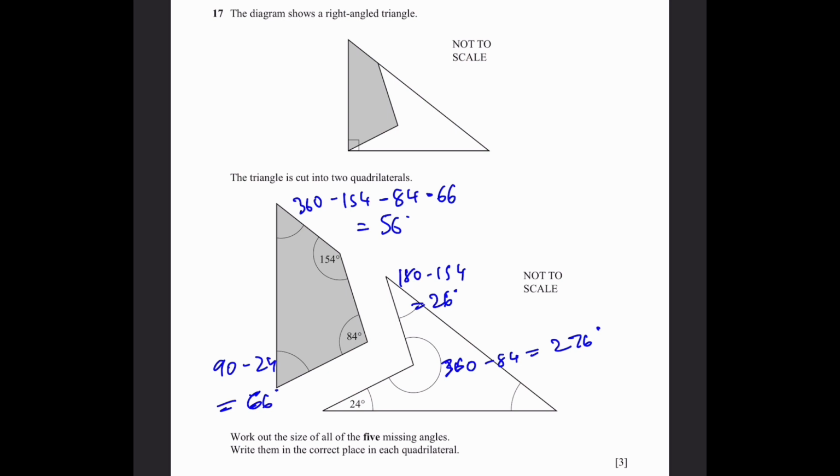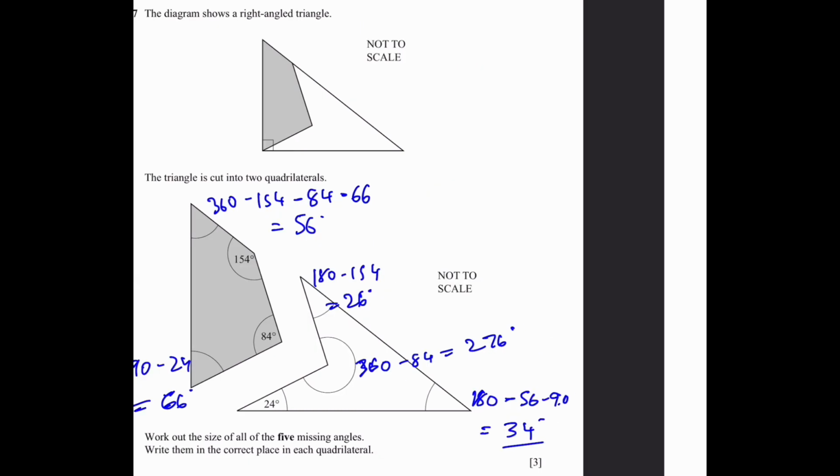That's the fourth angle. Now the final angles down here. We know two angles of the triangle, 90 and 56, which is here. So the third one will be, because angles in a triangle add up to 180 degrees, 180 minus 56 minus 90, which is equal to 34 degrees. That's the answer.